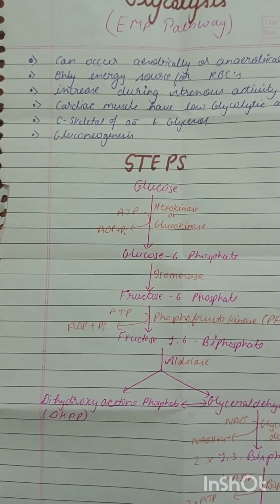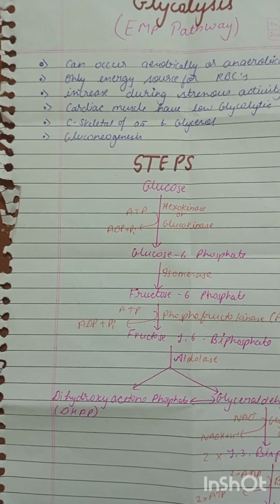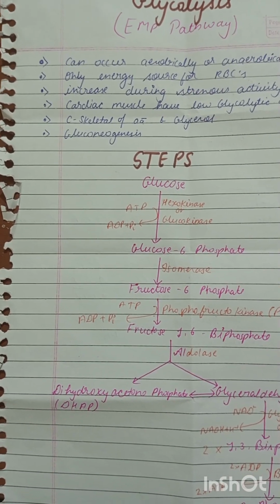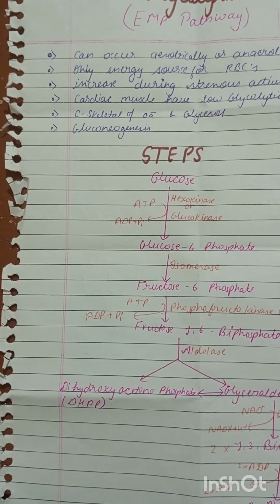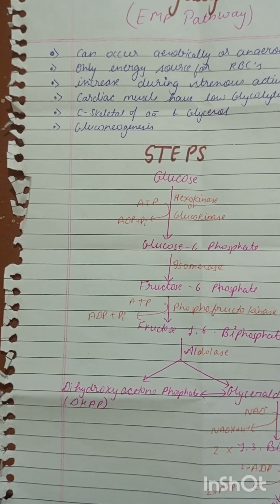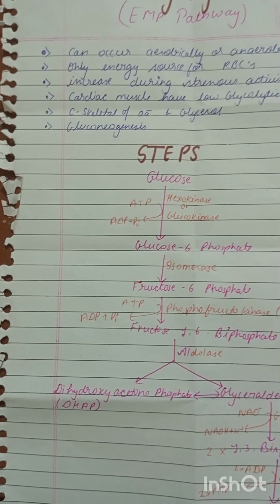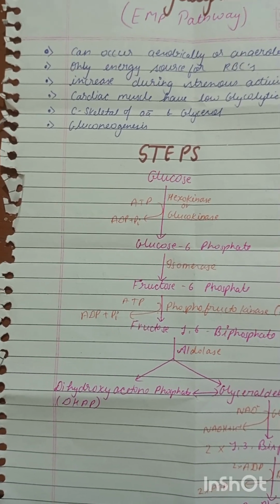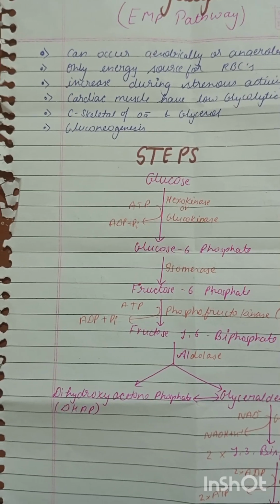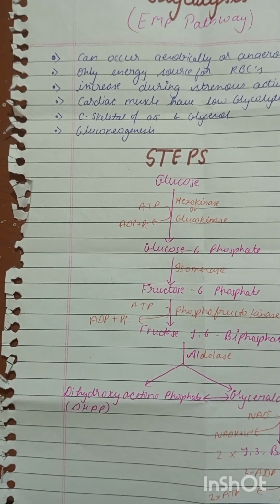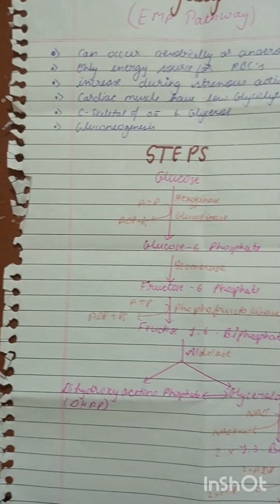It is the only important source of energy for mature RBCs because mature RBCs lack mitochondria, so oxidative phosphorylation cannot occur in these. So they are completely dependent on glycolysis for their energy needs. During any strenuous activity, the oxygen demand of our body increases but supply remains low. Then this pathway provides energy anaerobically by producing lactic acid.